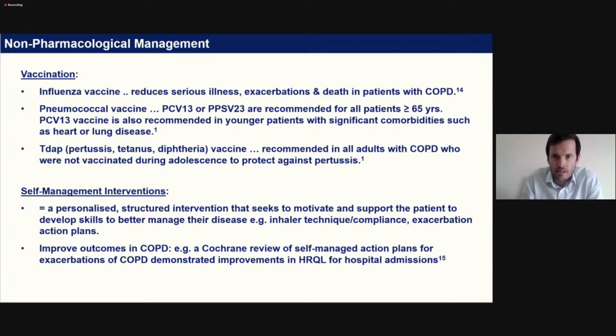Self-management involves a personalized, structured intervention that seeks to motivate and support the patient to develop skills to better manage their disease. Examples include inhaler technique and compliance, exacerbation action plans, and several systematic reviews have shown that self-management interventions improve outcomes in COPD. For example, a Cochrane review of self-managed action plans for exacerbations of COPD demonstrated improvements in health-related quality of life and hospital admissions.